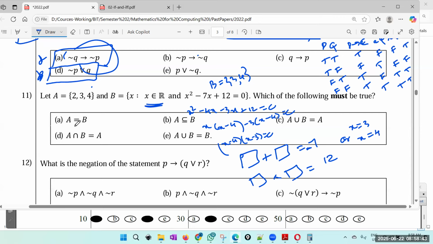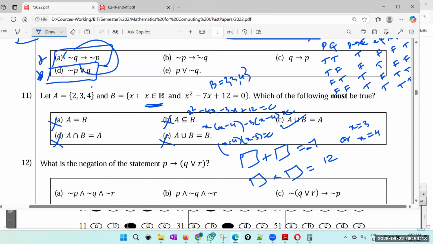Right, so now we can answer. A is B? No. A intersection B is A? No. A intersection B is B. A is a subset of B? No. A union B is B? No. Sorry, B is a subset of A, yes. So A union B is not B. A union B is A. Yes, A union B is A. So the answer is only C.